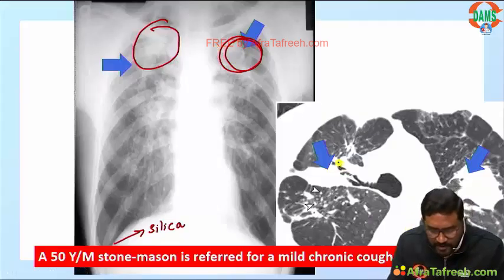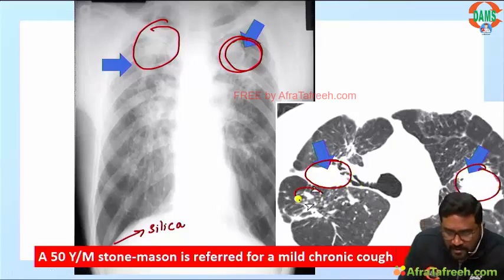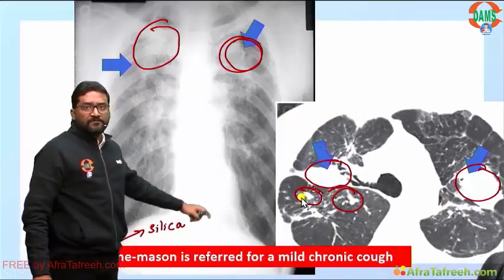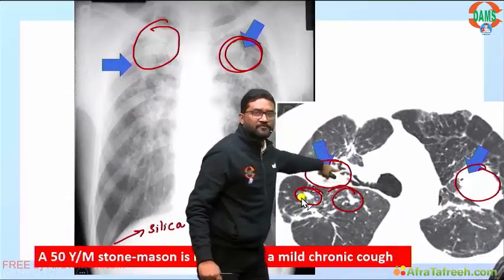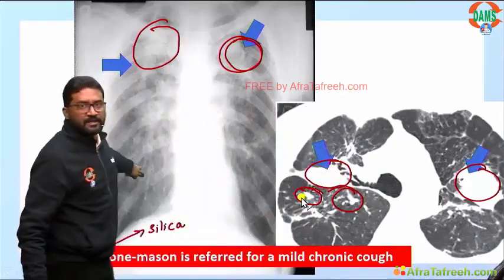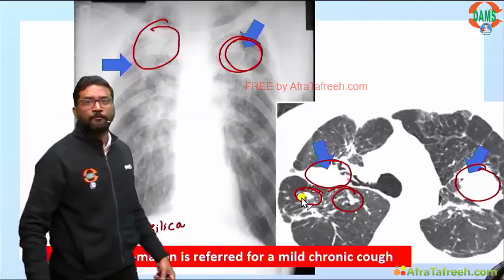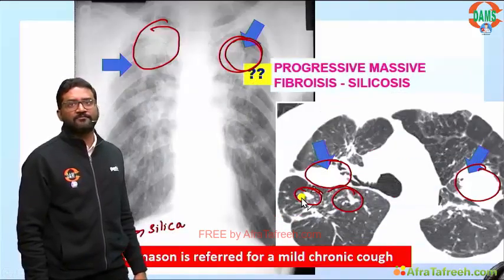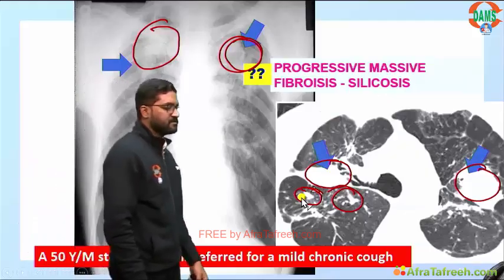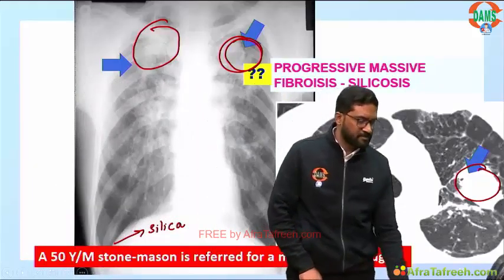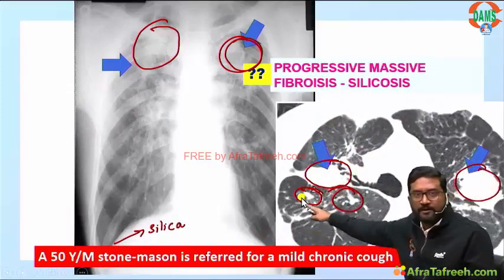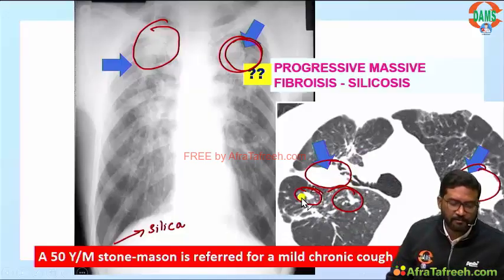Then, what do you see here? Here also, upper zone dense nodules are seen. But if you look keenly, surrounding fibrotic areas are noticed. Such dense nodular fibrosis in a patient with silica exposure should give you the possibility of which condition? Your answer should be progressive massive fibrosis. It is due to silicosis. Upper zone nodules will be there, and these nodules along with fibrosis are called progressive massive fibrosis.